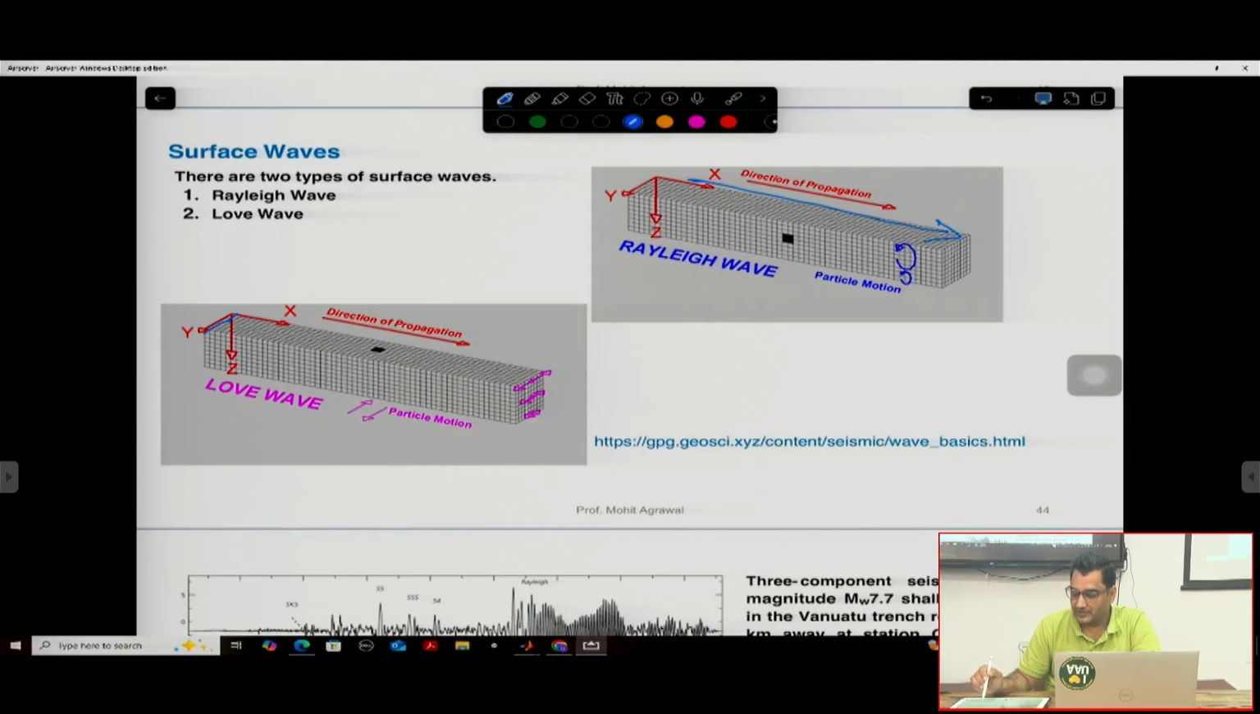While for the Love wave, although it is also traveling in the same direction, its particle motion is along the y coordinate. So that is perpendicular to the plane of the screen.